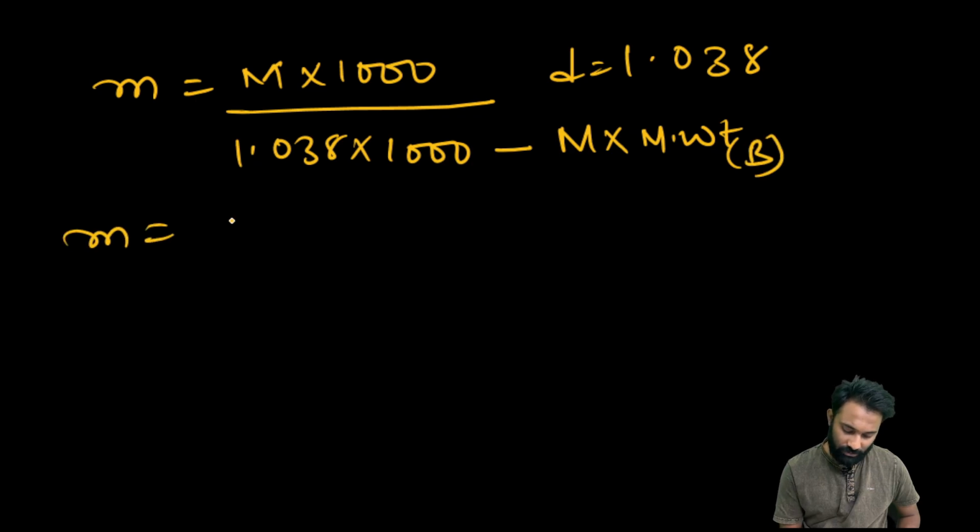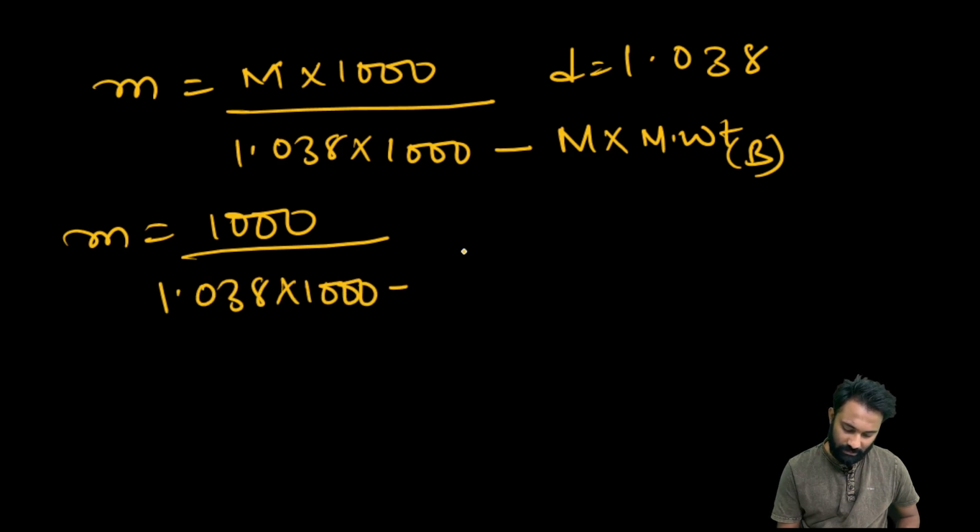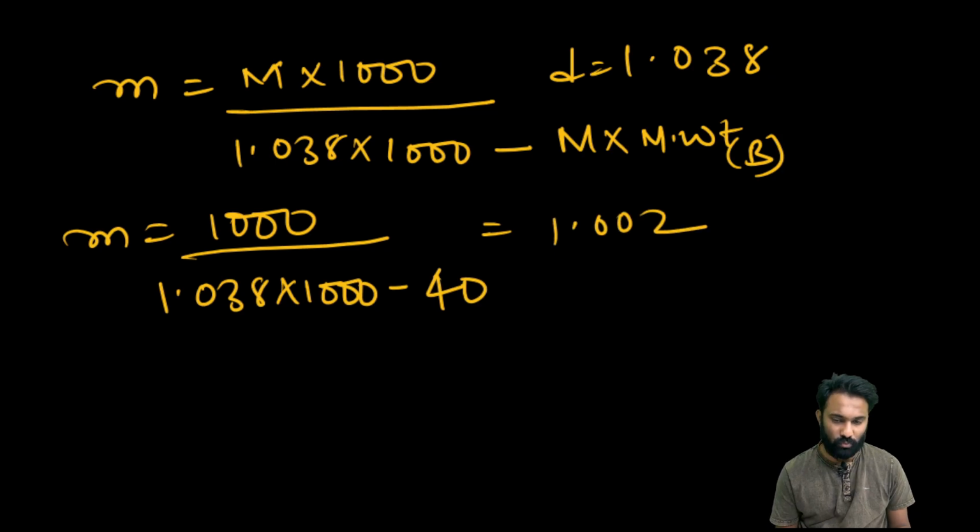Molarity is 1, right? So 1000 by 1.038 into 1000 minus the molecular weight of the solute, which is 40. If you solve, approximately the molality you will get is 1.002. Okay. Next, now we are going to see mole fraction.